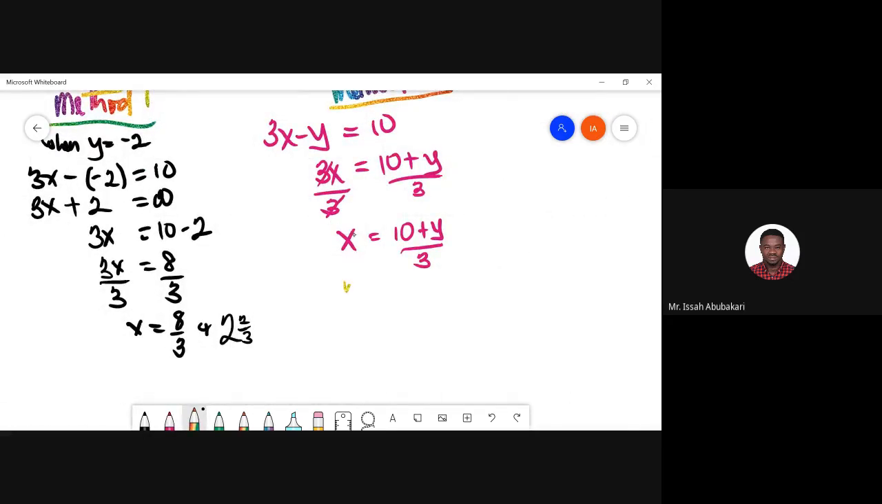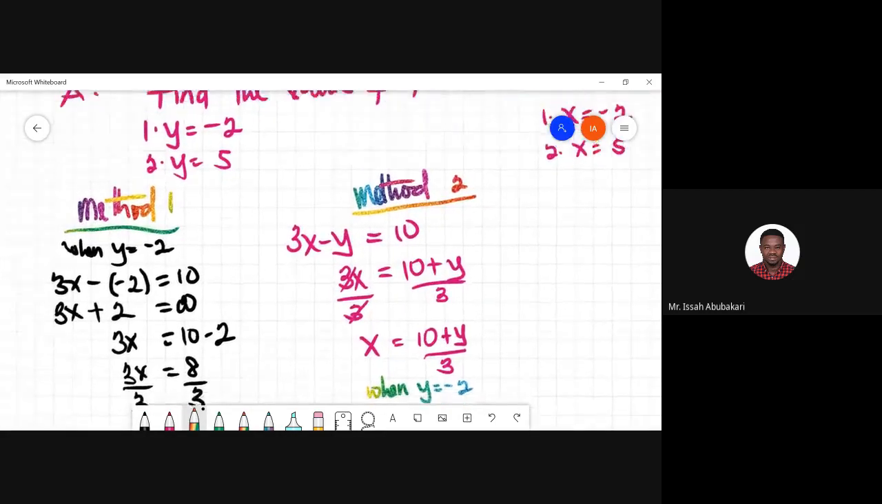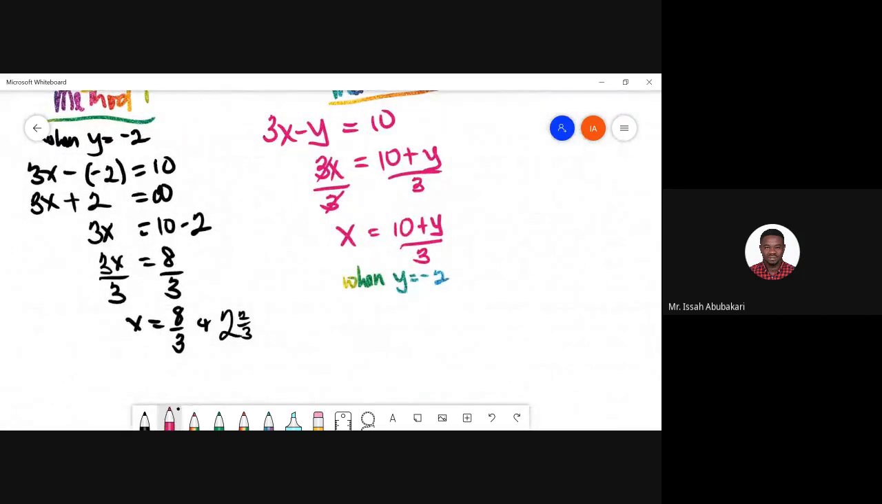Now that you have the equation in favor of x, then we write the values. When y is equal to minus 2, that is the first question, number 1, right? So we are going to substitute. We are going to get x is equal to 10 plus minus 2 divided by 3. And we are going to get 10 minus 2 divided by 3, and we get 8 divided by 3, or 2 whole number, 2 divided by 3.